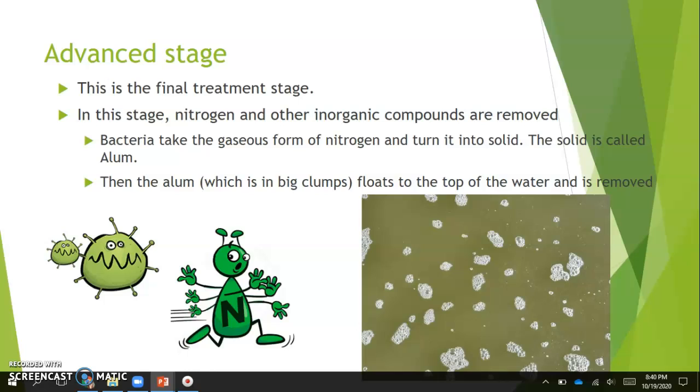So bacteria again will take the gaseous form of nitrogen and turn it into a solid, and the solid is something called alum. And then that alum, which is now in solid form, it's in big clumps, it will be able to float to the top, and then you can kind of skim it out the way that you could skim leaves on top of a pool surface. So again, bacteria are playing a very vital part in the tertiary stage.